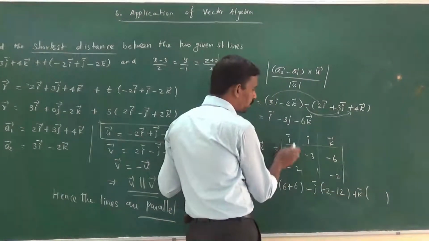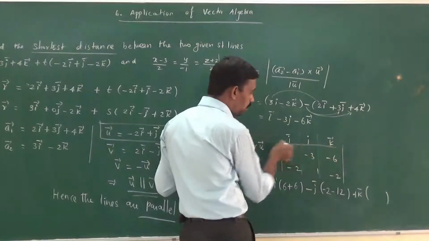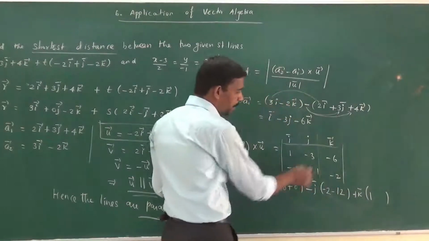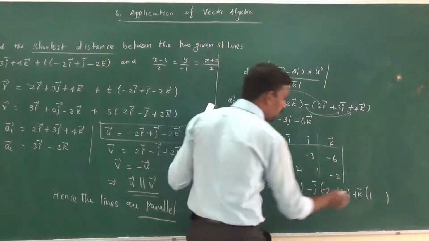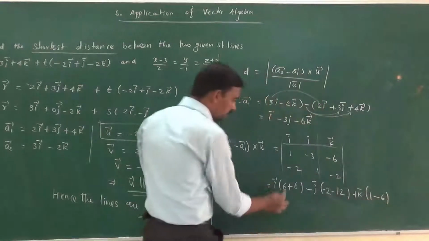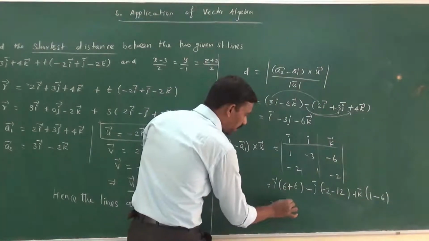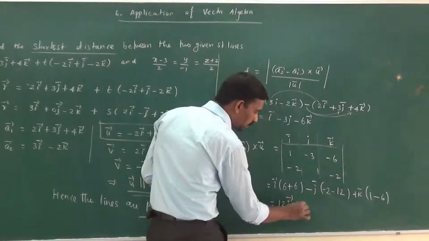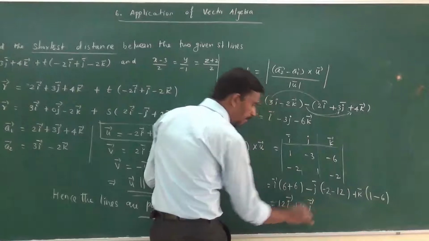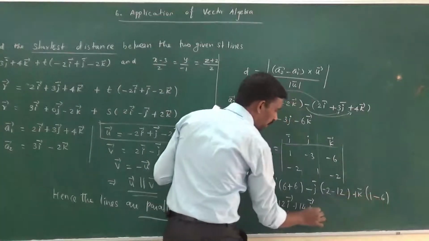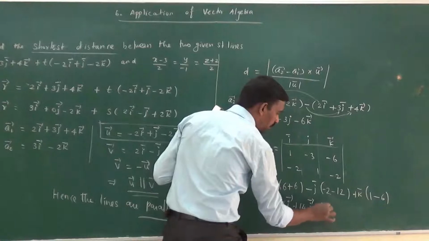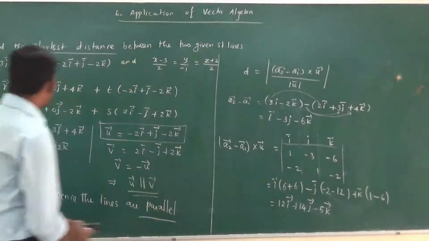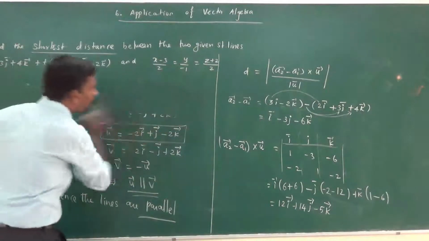Now for the k component, remove the kth row and kth column: 1 into minus 6 is minus 6; minus 3 into minus 2 is plus 6, you change the sign as minus 6. 6 plus 6 is 12, so 12 i vector. Minus 2 minus 12 is minus 14, so minus of minus 14 is plus 14 j vector. 1 minus 6 is minus 5, so minus 5 k vector. Okay, now I want to take the magnitude.